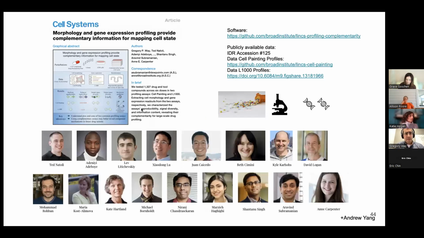This was a Cell Systems paper that was published, I guess it was about a year ago. And these are all the authors on the paper. It was a big team effort led by Anne, Aravind, and Shantanu, and also my co-first authors, Ted and Adeni, were on this paper as well. All of this is publicly available. So the software to reproduce the full analysis is there. All of the data are publicly available on a resource called Image Data Resource, or IDR. So this is, I think it's like 43 terabytes of images. And also the processed data are available as well.